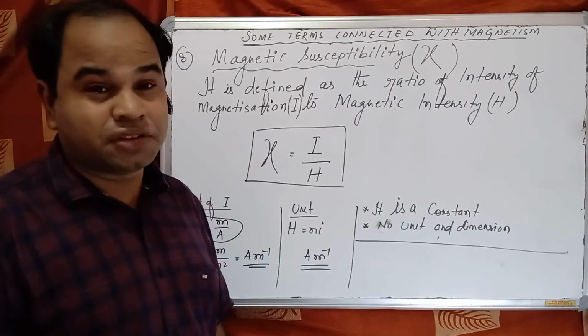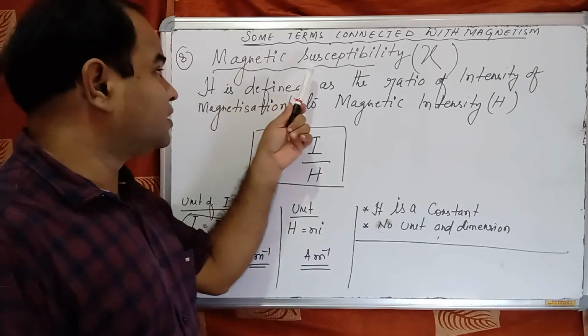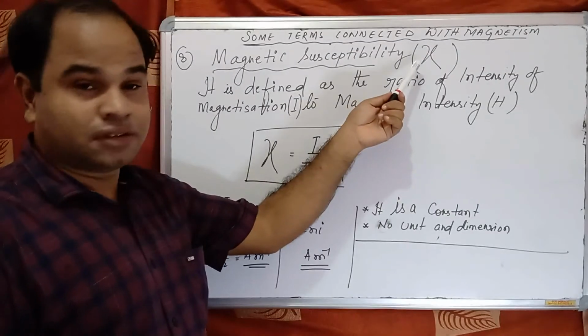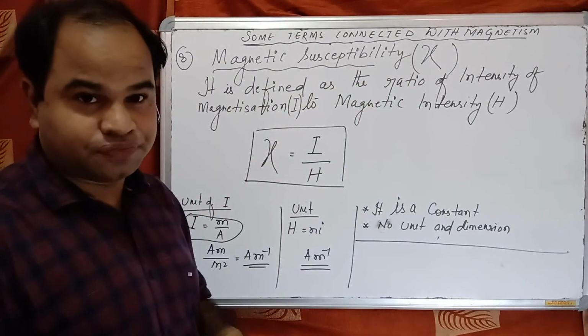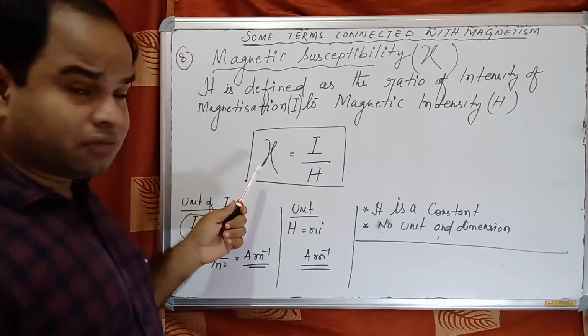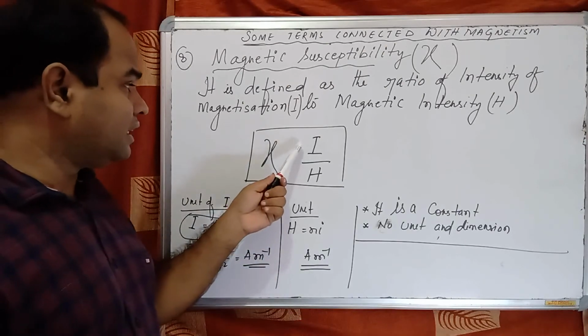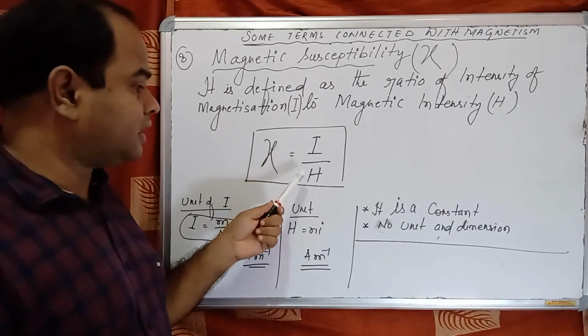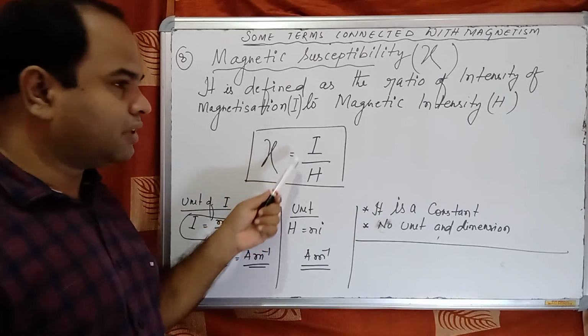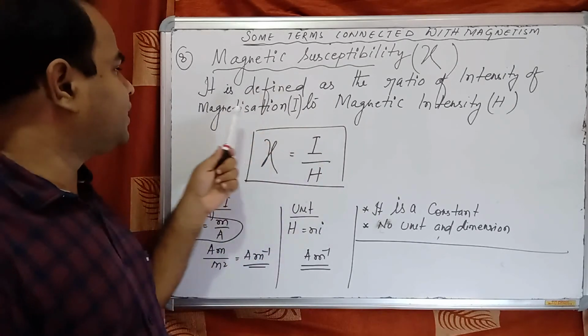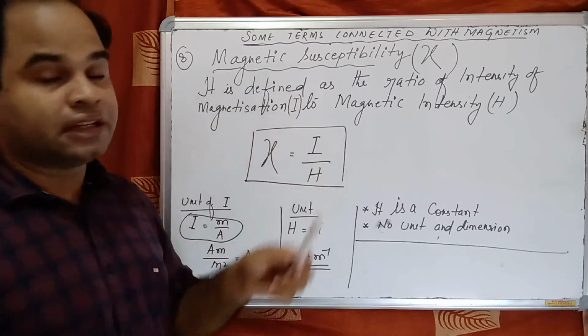Next is magnetic susceptibility. It is represented by the letter psi. This magnetic susceptibility is the ratio of intensity of magnetization to magnetic intensity, that is I by H. Did you understand? So it is defined as the ratio of intensity of magnetization to magnetic intensity.